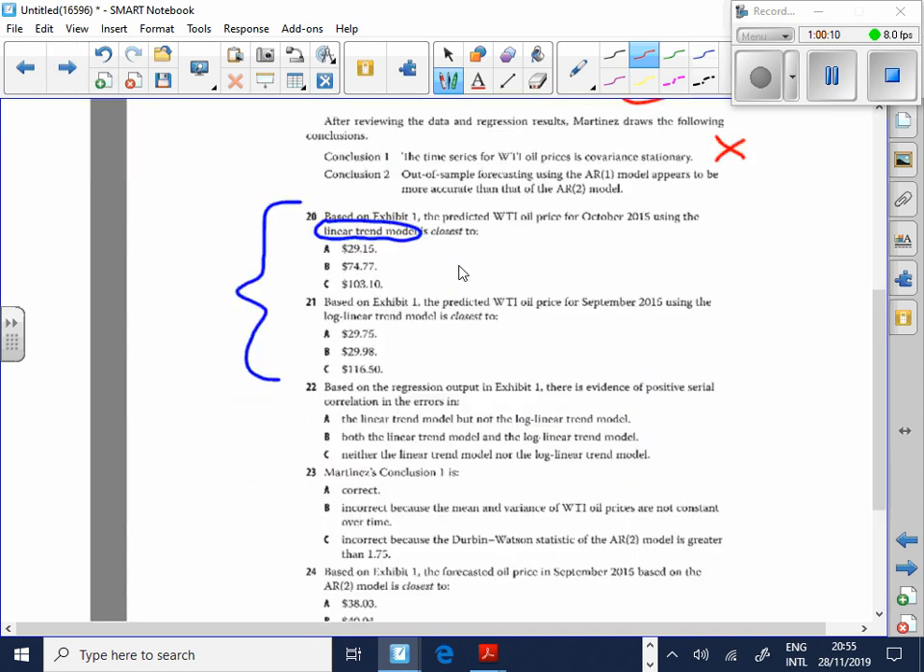Will you tell me, guys? 22. There's evidence of positive serial correlation where, guys? In both. You happy with that? You happy why I picked B? Okay.